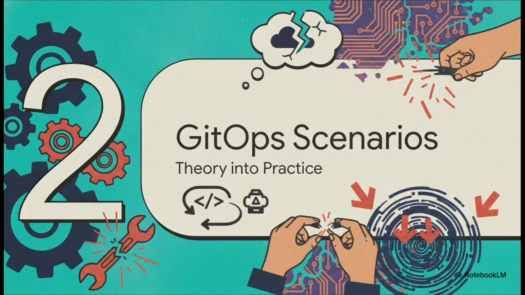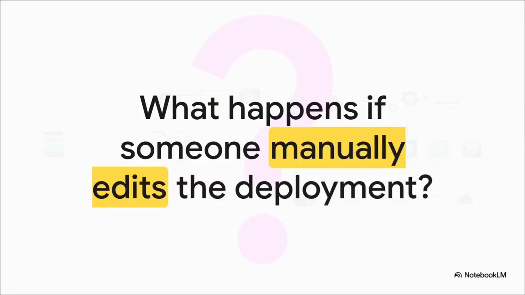Section 2. Real-world GitOps scenarios, putting theory into practice. Okay, picture this. It's a classic nightmare scenario. It's 2 a.m., an engineer is frantically trying to patch a live bug, and out of sheer desperation, they completely bypass the pipeline. They just manually edit a Kubernetes deployment directly in the cluster using a basic command line edit. Now, under a traditional push model, that rogue change just sits there, totally undocumented like a ticking time bomb, waiting to cause massive confusion down the road.